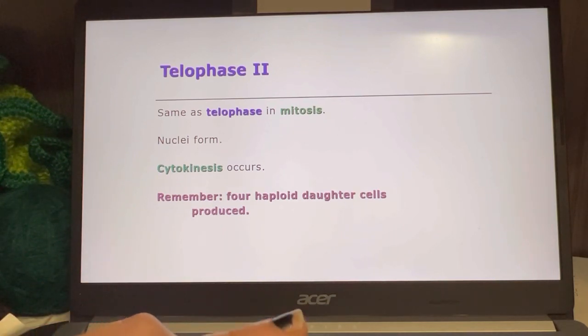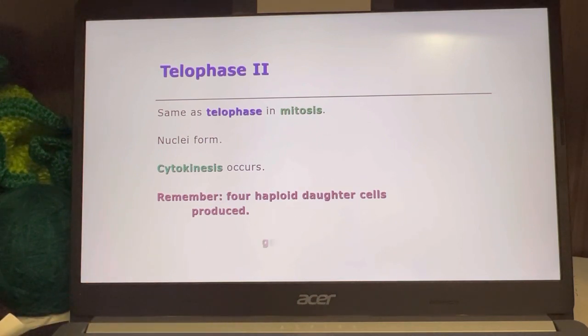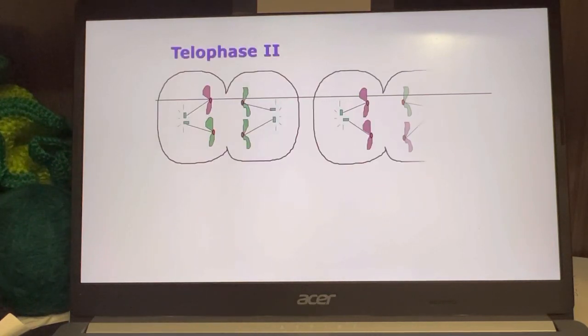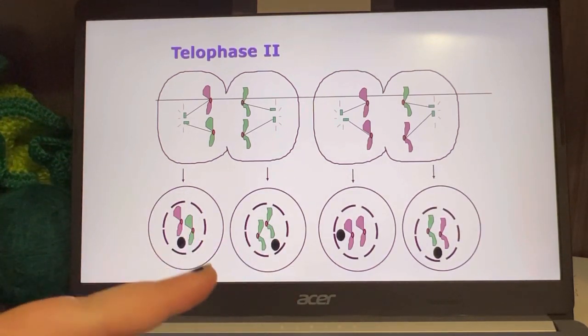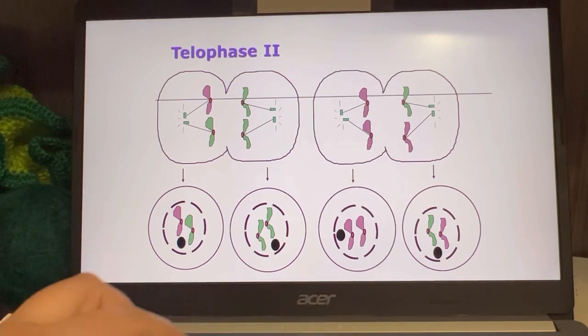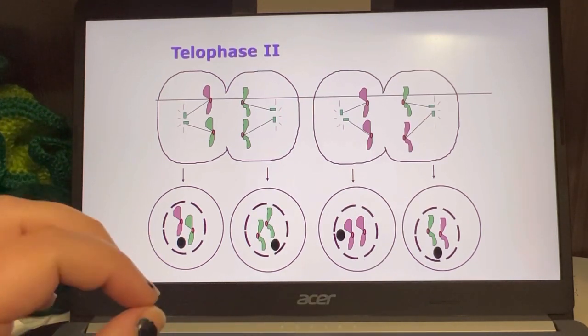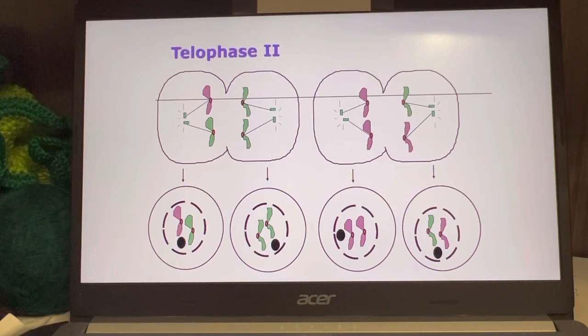Meiosis has 4 haploid cells. Mitosis has 2 diploid cells. Okay? So, haploid cells, gametes, so your sperm or your egg. Telophase 2, pulled apart, we end up with 4 different cells. So the genetic information in each one of these cells is different. That is important to note. Mitosis has clones and they're identical. Meiosis has different cells, different genetic information. Each of these cells is different.